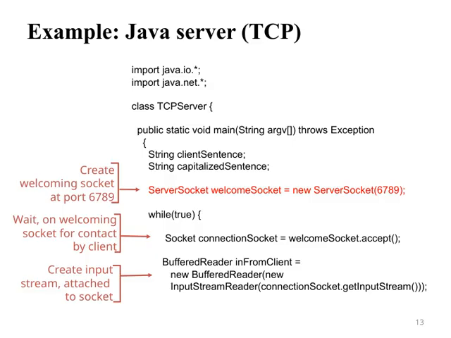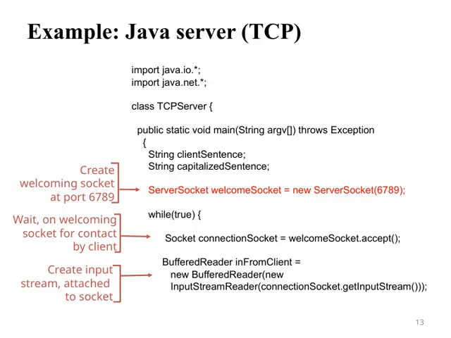When a client connects, a new socket object, connectionSocket, is created to handle that specific communication session. After establishing the connection, we set up a BufferedReader, inFromClient, attached to the input stream of the connectionSocket. This allows us to read data sent by the client in a buffered and efficient manner. So the key points here are creating a server socket on port 6789, waiting for a client to connect, and then creating an input stream to receive data from that client. This setup is fundamental for building TCP-based server applications in Java.